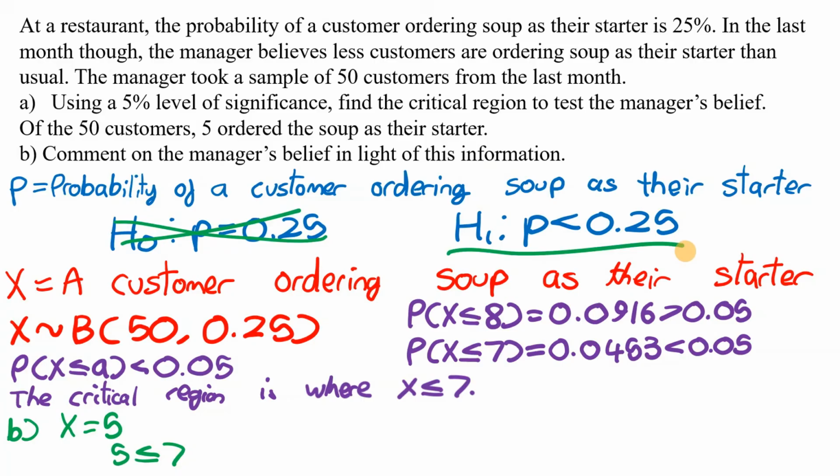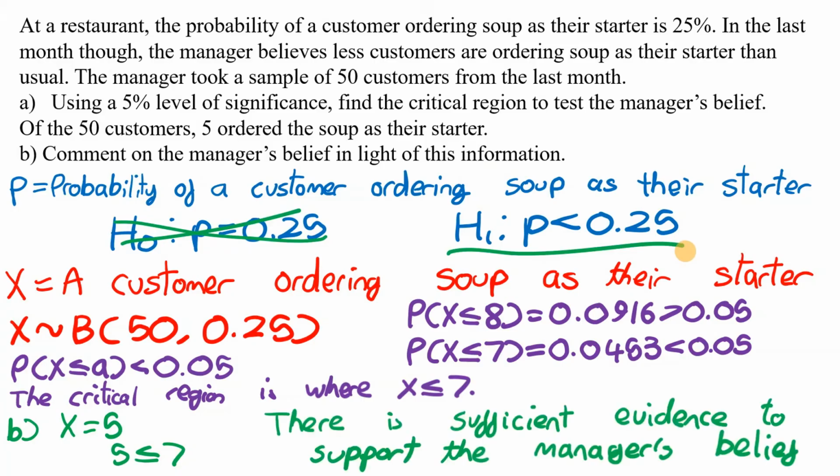And remember, we need to write a conclusion, as we talked about in the last video. We're going to say that there is sufficient evidence to support the manager's belief because this value is in the critical region. There is sufficient evidence to suggest that the probability of a customer ordering soup as their starter is no longer 25%. The probability has gone down.